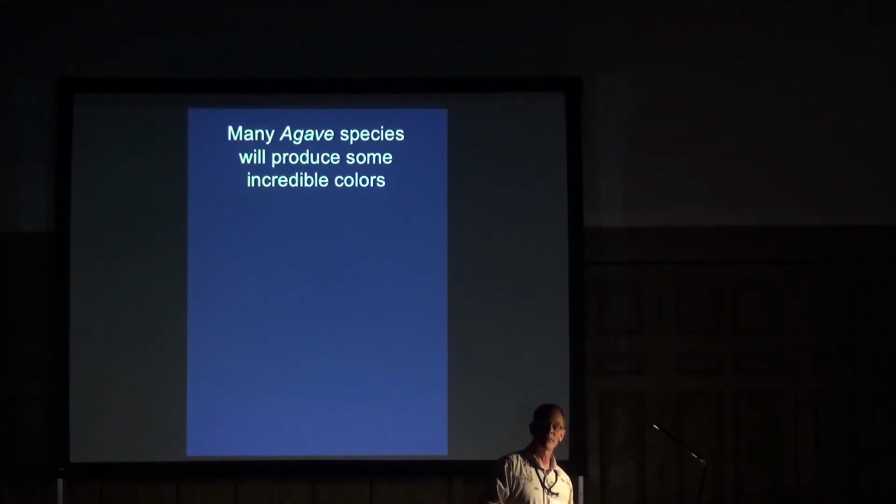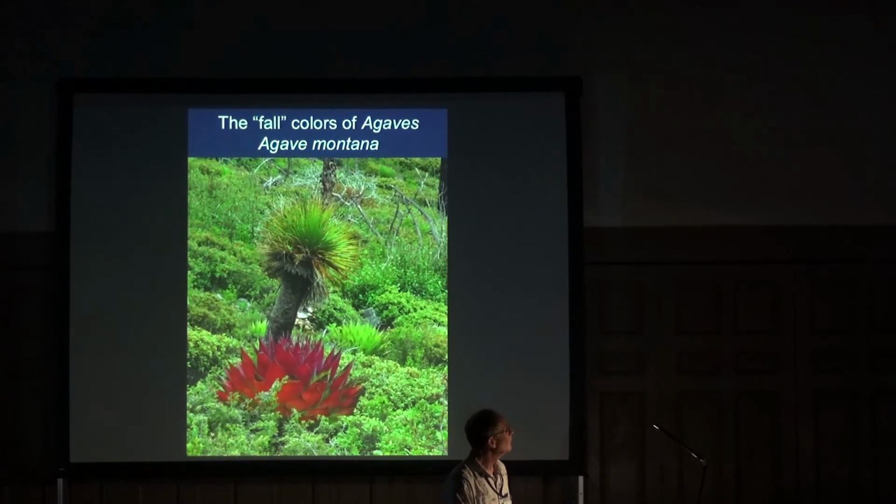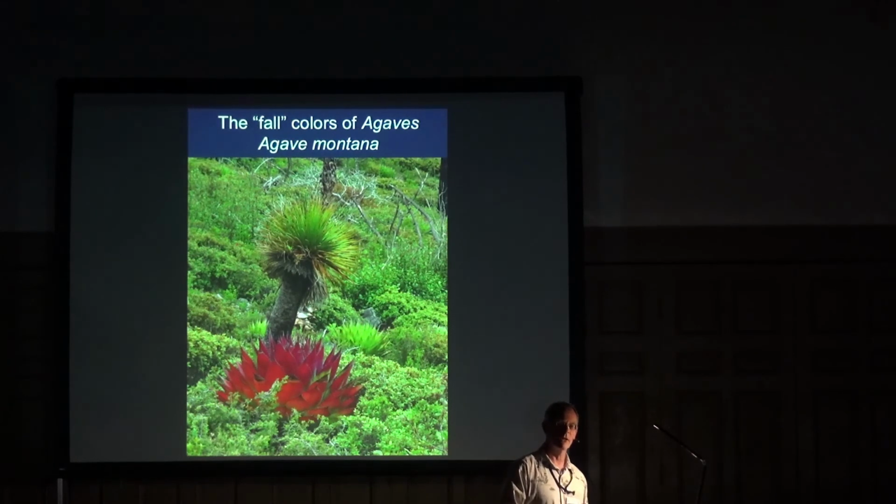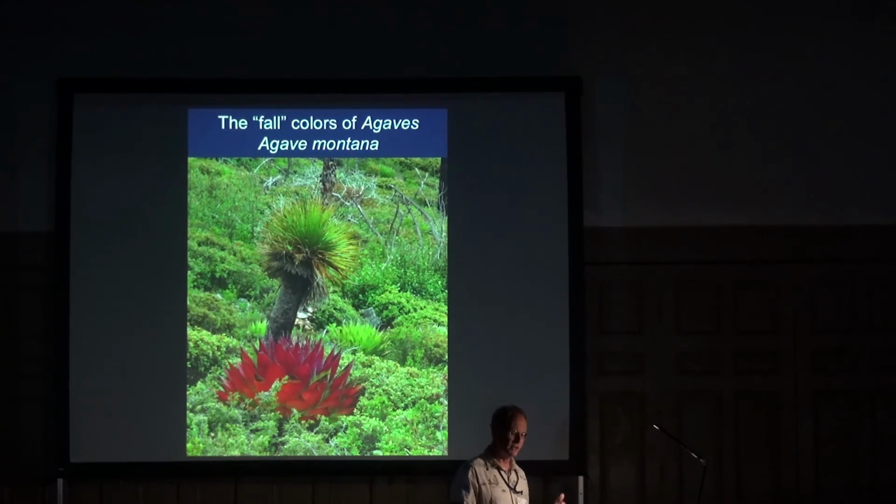Okay, agaves sometimes will produce incredible colors. We've got the fall colors, I put fall in quotes, the fall colors of Agave montana. Now when Agave montana starts to bloom, it will produce some incredible colors. Some of the plants will. They'll do reds, purples, yellows, oranges as well. And I equate that to the fall colors of living back east. So anytime I want to see fall color, I go up to the high mountains of Tamaulipas to see these plants.